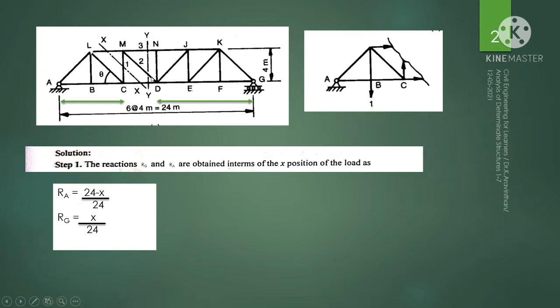So what is the first step? It is to find the support reactions, that is RA and RG. We have a simple formula, that is (L minus X) divided by L. L is the total span, that is 24, so RA is (24 minus X) divided by 24, and RG will be X by L, that is X by 24. So this is the first section, and after cutting this section, you have the left hand side portion of your structure.